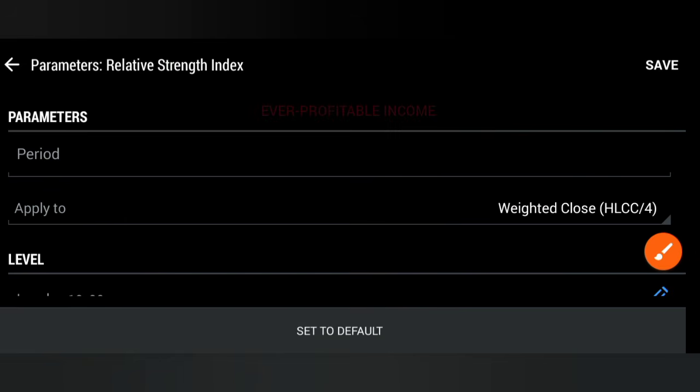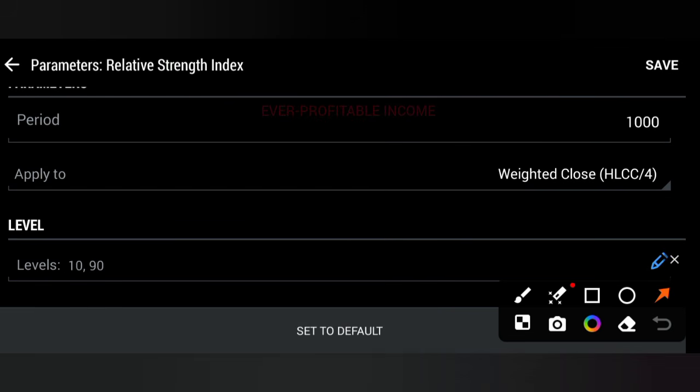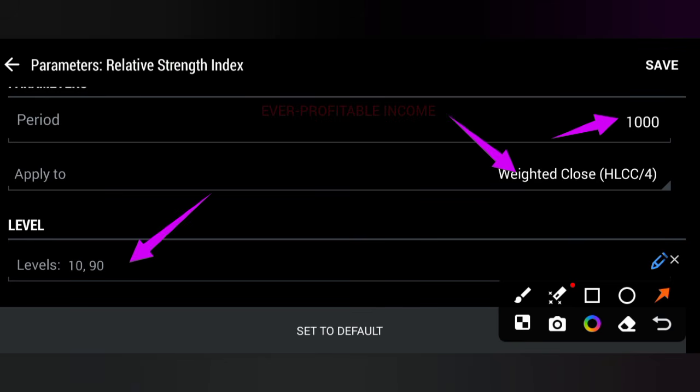Click on it, and then this is the period we'll be using. These are the parameters. Ensure you take note of this. Period is very important. It's period 1000. Apply to weighted close. Then we have the levels right here.